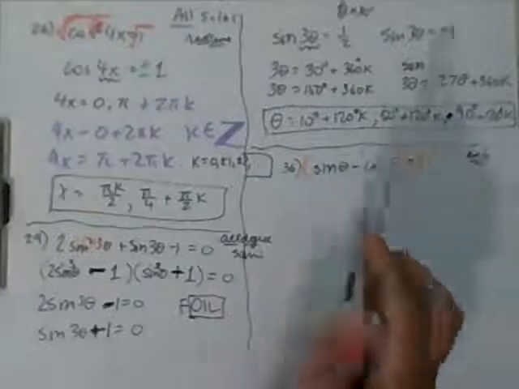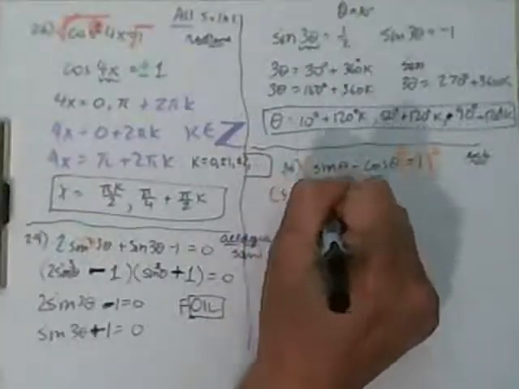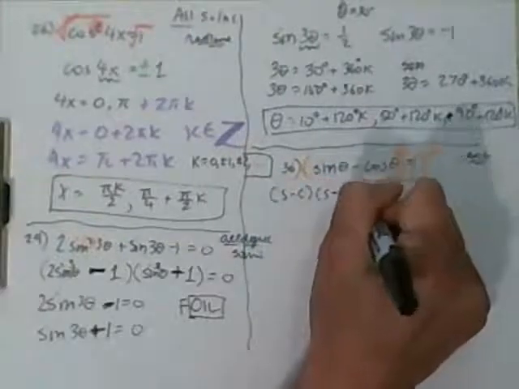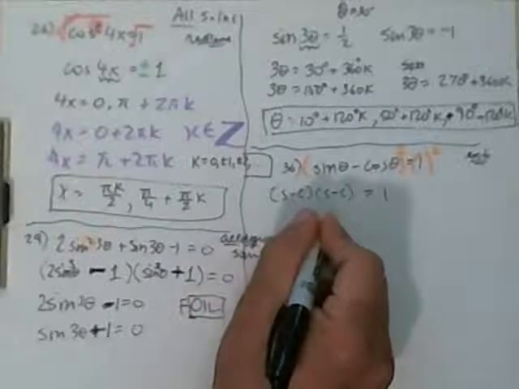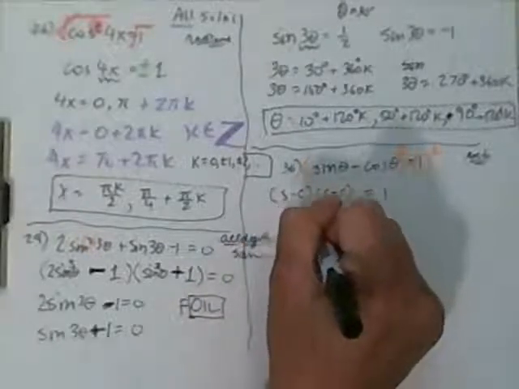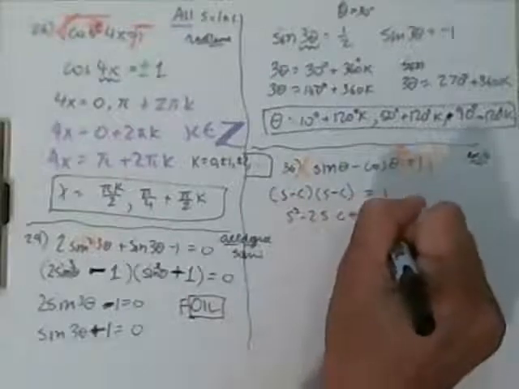You have to pull this out. I'm going to write it in short term. Sine minus cosine times sine minus cosine is equal to 1 squared, which is 1. Sine, you have to pull this out. Sine squared minus 2 times sine times cosine plus cosine squared is equal to 1.